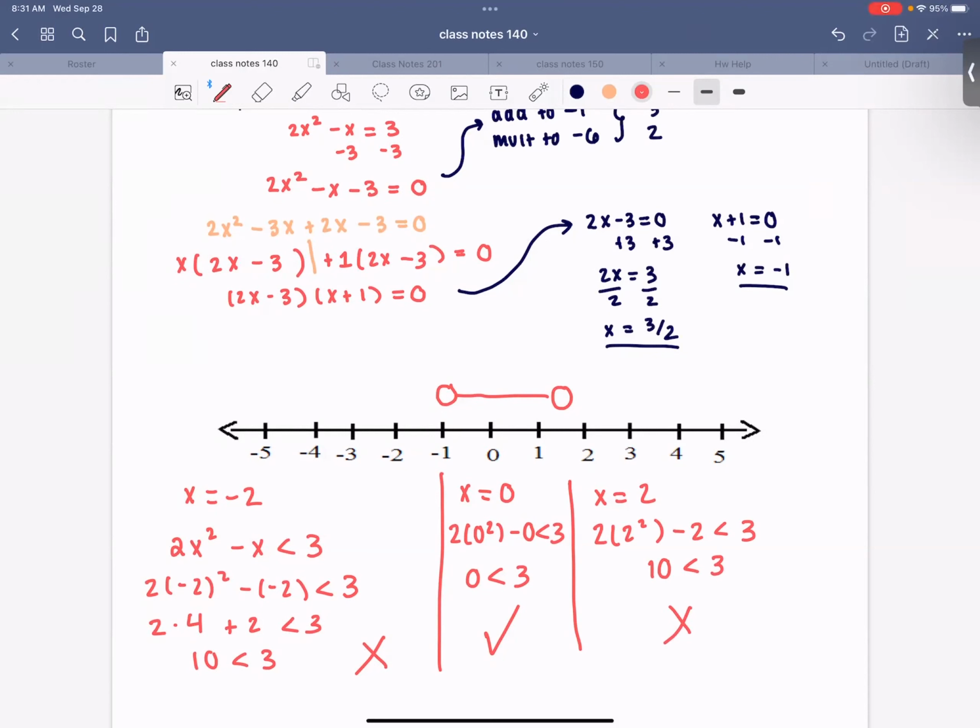So set builder notation. I'm going to use negative 1, 3 over 2. Do I get parentheses or brackets? Parentheses, good. Okay, this is what I would type into WebAssign.